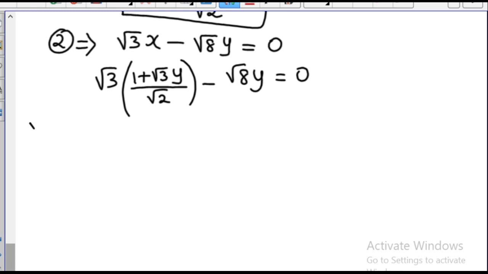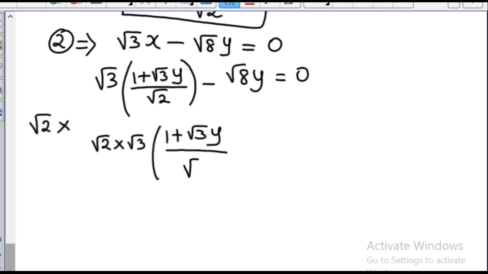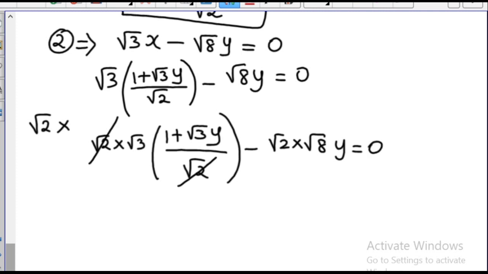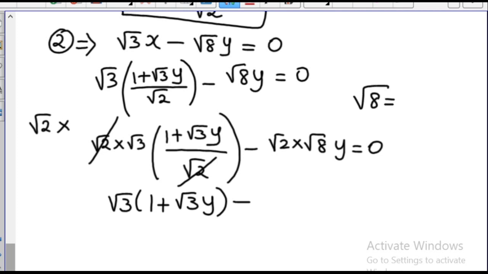So what do we have to do? We should multiply with root 2. Okay, so what do you get? Root 2 into root 3 into 1 plus root 3y by root 2, minus root 2 into root 8 y is equal to 0. Okay, this root 2 and root 2 are cancelled. So what do you get remaining? Root 3 into 1 plus root 3y minus root 8, which is nothing but root of 2 into 2 into 2.